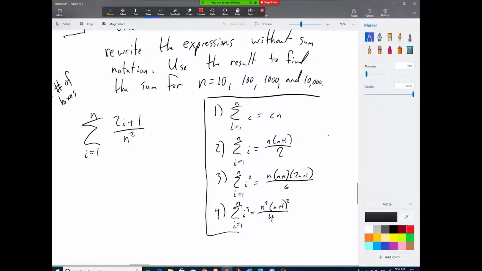Alright, so I want to be able to use these rules to change the way this looks. And that's all I'm doing, is changing the way it looks. So, legal moves. First of all, the things with i's need to stay in summation notation. But the n's can be factored out, and anything you can factor out is a legal move. So the first thing I'm going to do is pull that n squared out. 1 over n squared, rather. I do need to make sure it stays in the denominator.